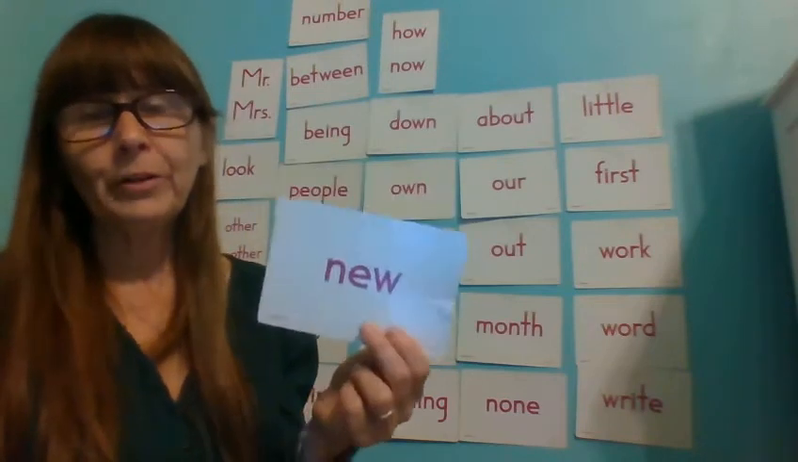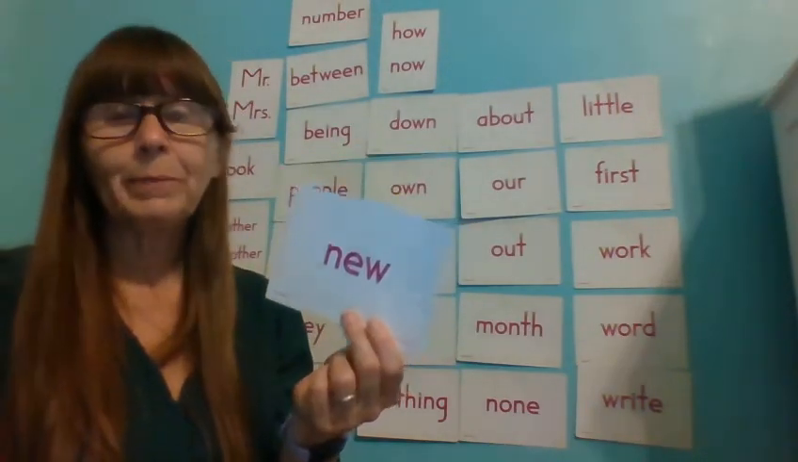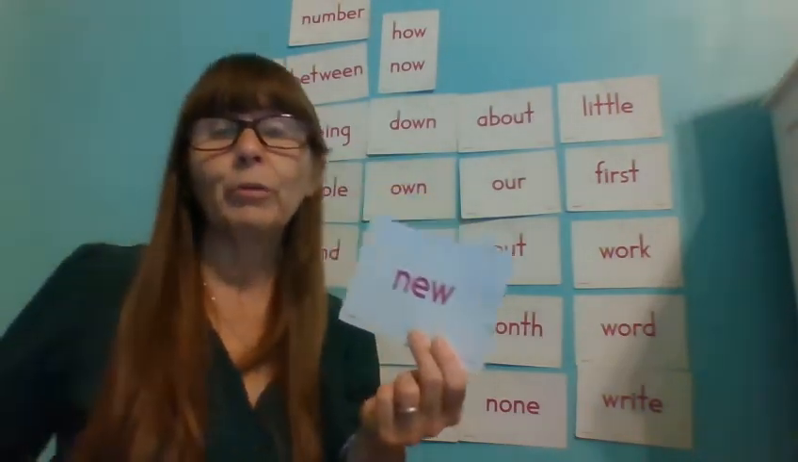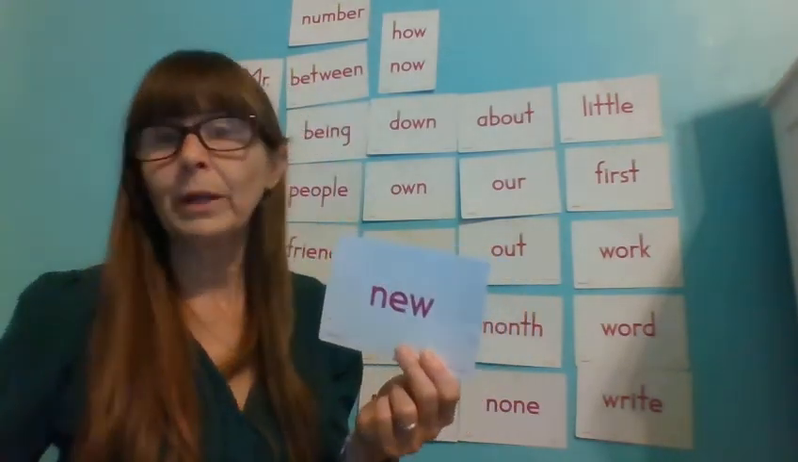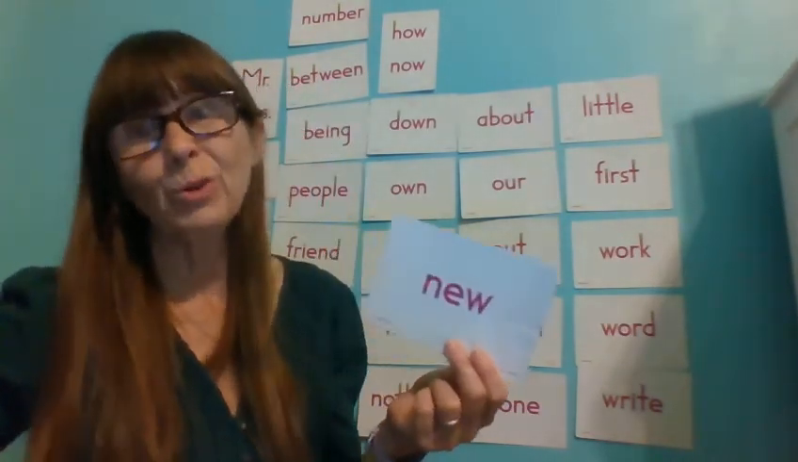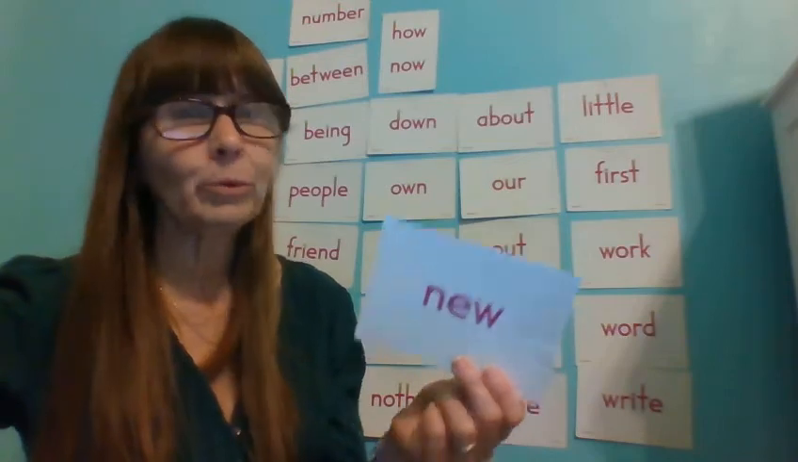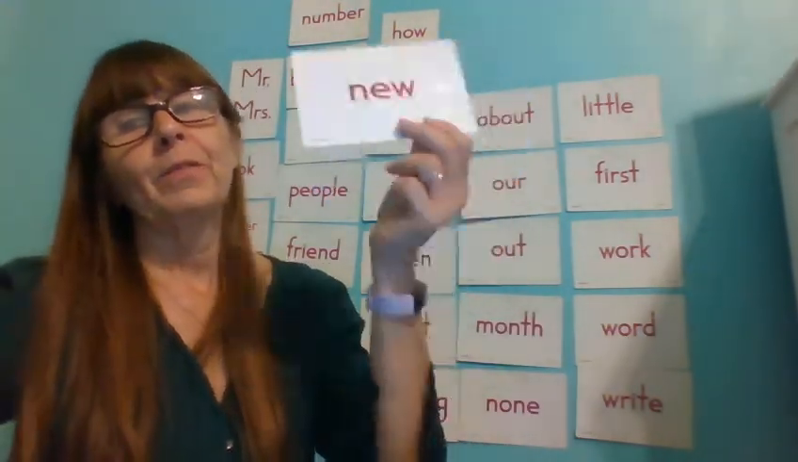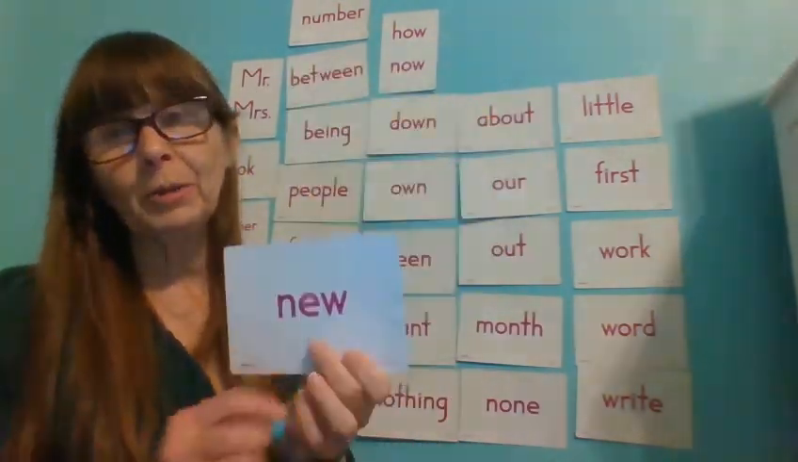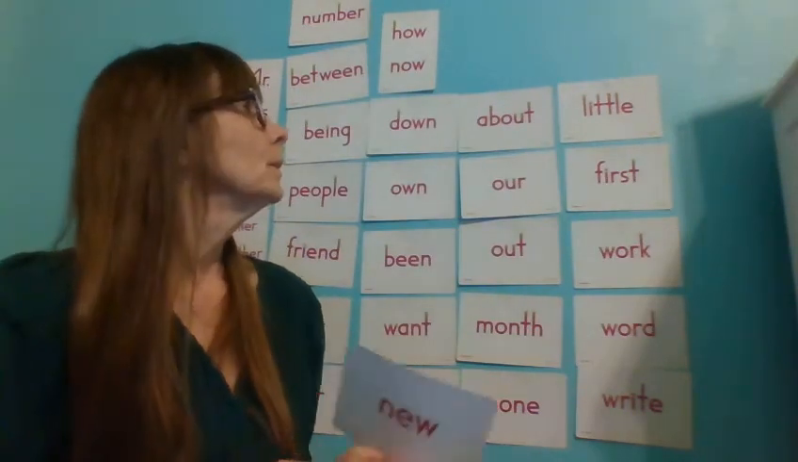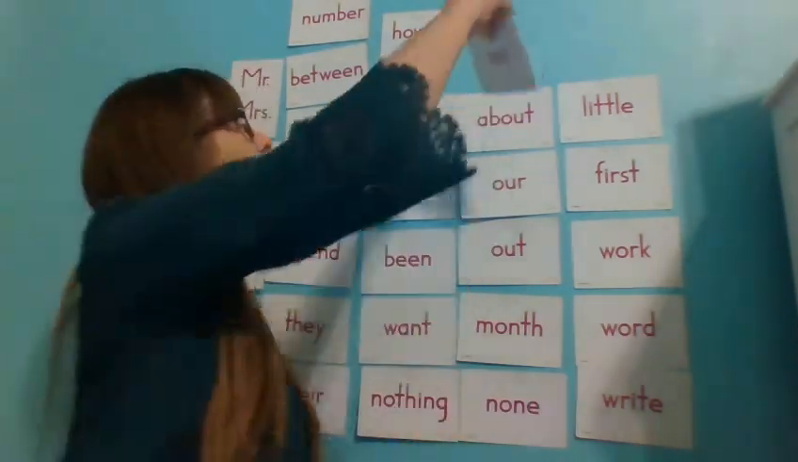The hard part is when it comes to spelling it, because we know that there's 3 or 4 different ways to write oo. U consonant E can also sound like oo. So that's what you have to remember. NEW is new. Okay, so we're going to add that up here.